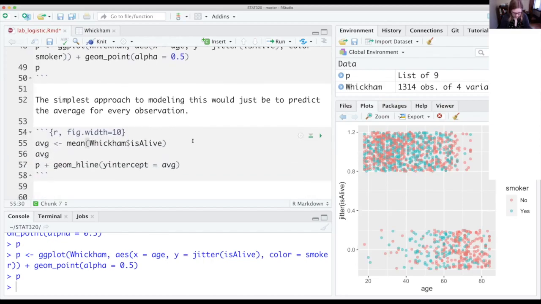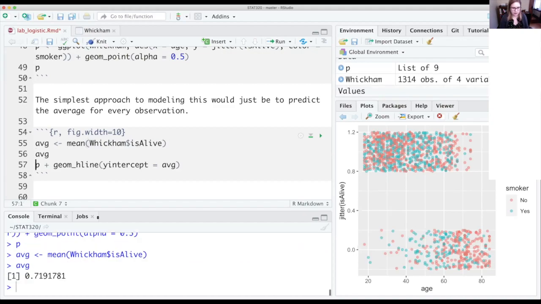Okay, so we're going to try and model this. We're going to try and predict if someone is alive or dead. And just like in linear regression, where we were trying to compare, is the flat line, which is the mean, as good as using a line that has a slope? We could find the mean for every observation. So I'm going to take the mean of that is alive variable. This is kind of base R code, but this finds that mean. And it is 0.719.